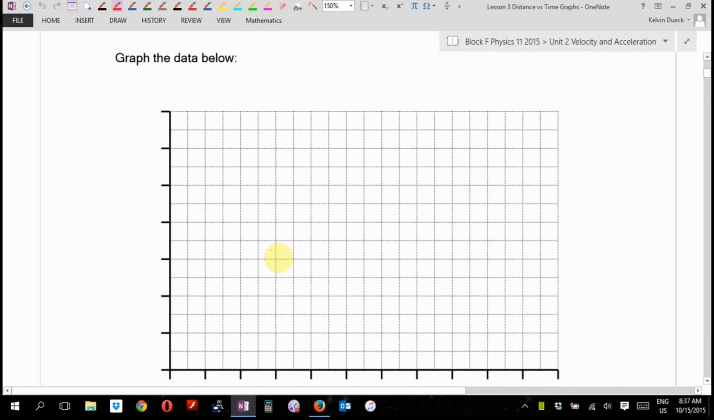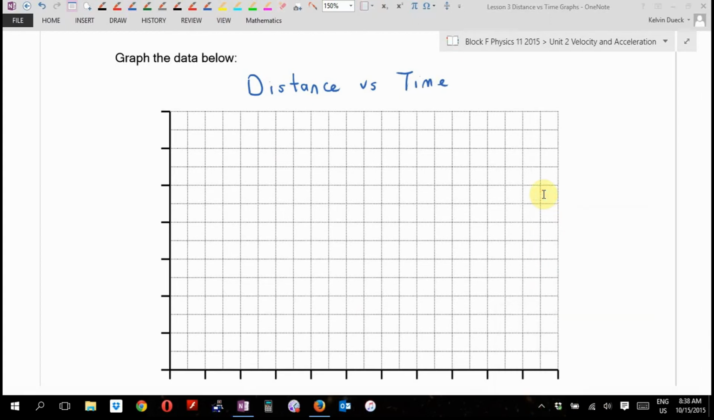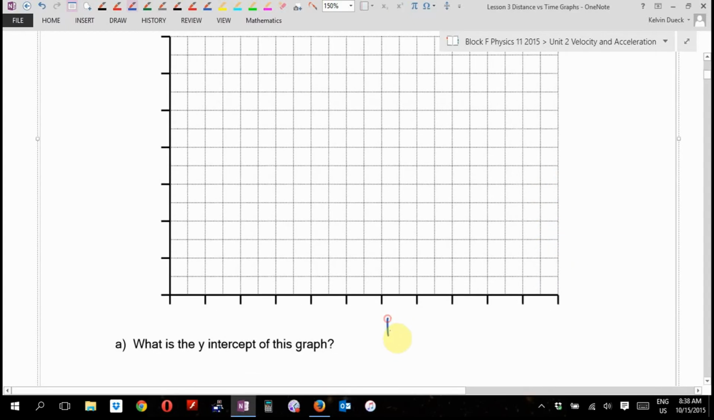So here's a graph. First thing I'm going to do is a title. How about distance versus time? Let me just pause the video for a second here. Time goes on the x-axis, so I'm going to label my graph time, t, in seconds.